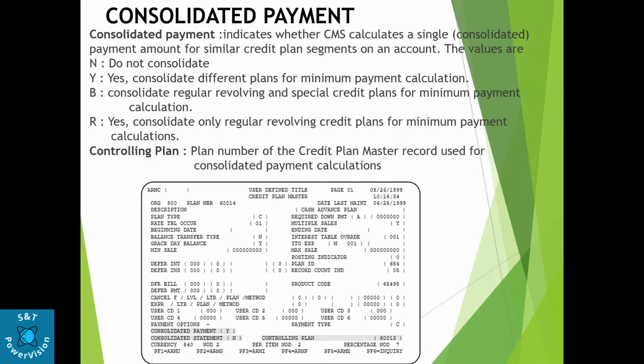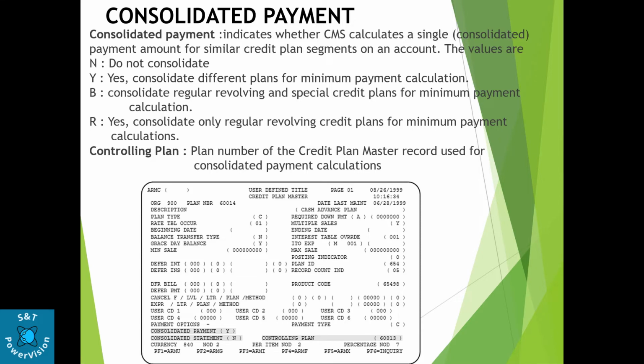Now consolidated payment. What are the fields at the ARMC level? On the ARMC screen, consolidated payment indicates whether CMS calculates a single payment amount for similar credit plan segments on an account. The values are: N means do not consolidate, Y means consolidate different plans for minimum payment calculation, B means consolidate regular revolving and special credit plans for minimum payment calculation, R means consolidate only regular revolving credit plans for minimum payment calculation. Controlling plan is the controlling plan number of the credit plan master record used for the consolidated payment calculation.